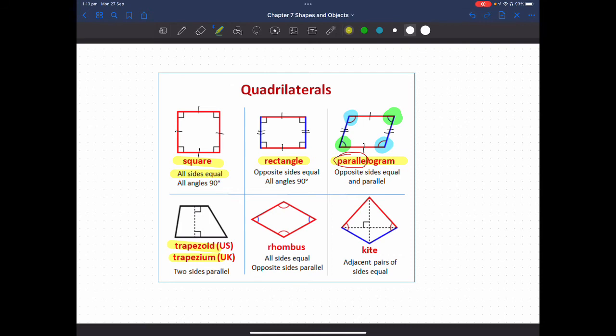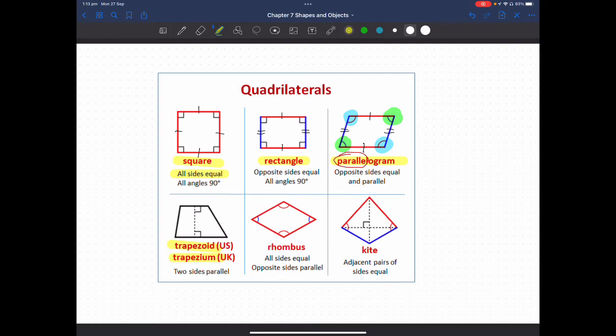Trapezium is singular, meaning one. Sometimes you'll see trapeziums with an S on the end written. Sometimes you'll see trapezia, I-A on the end. Both are plural. Now with a trapezium, there are two parallel sides.